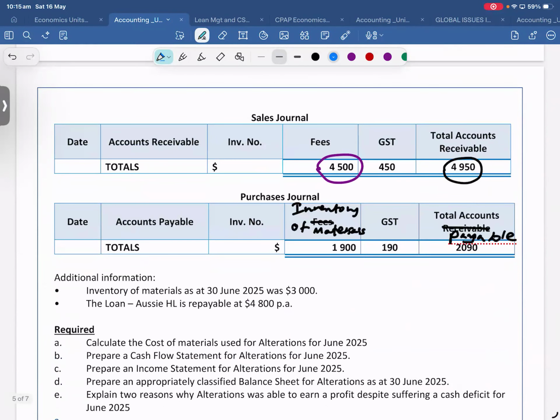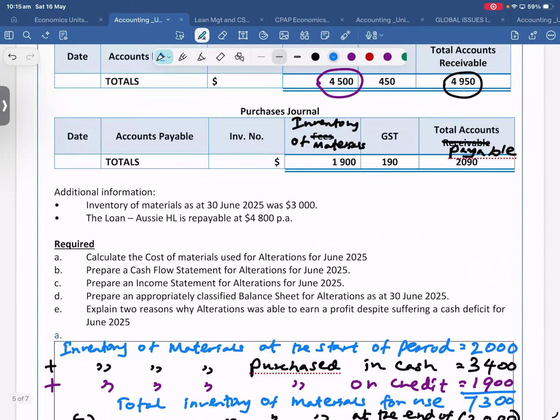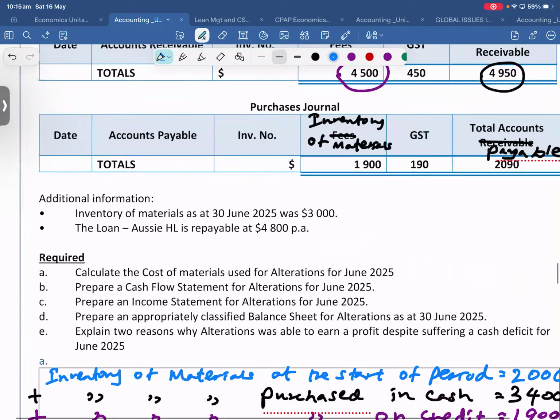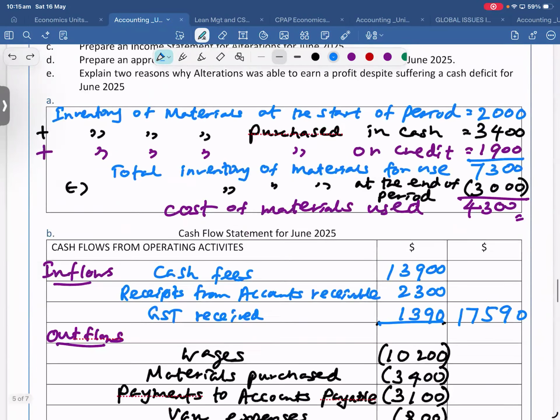Purchases journal, inventory of materials. We have already done that. We did cost of materials, yes, 1,900 is considered, so we don't have to take it as an expense again. Now, technically, we are almost done, except for additional information. Inventory of materials, that also we have done, but this 3,000 you can record in the balance sheet.